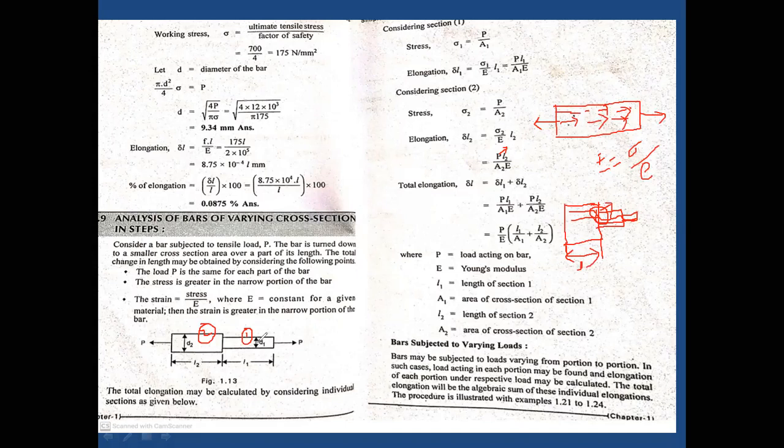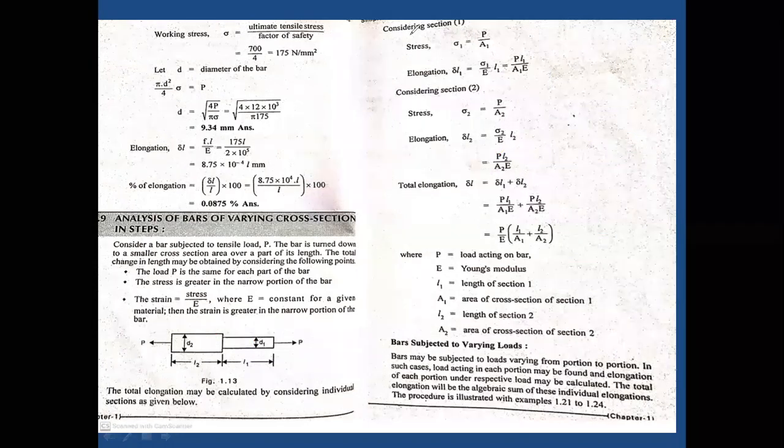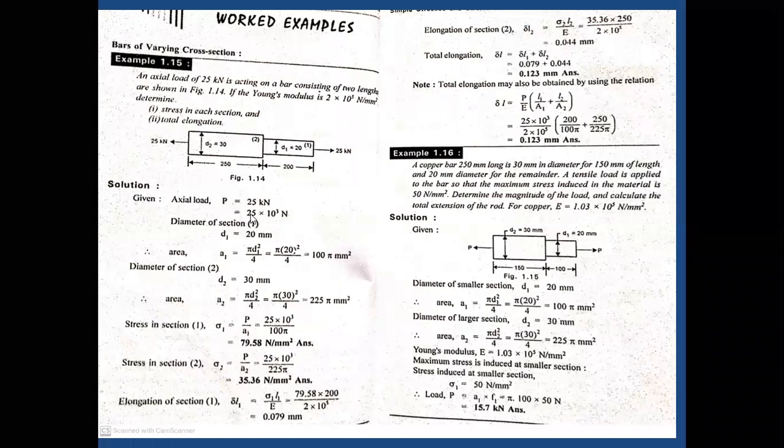So what we can observe here is that when the load is applied on a varying cross section, the total elongation of the bar is equal to the summation of individual elongations. And we'll go for the problems.